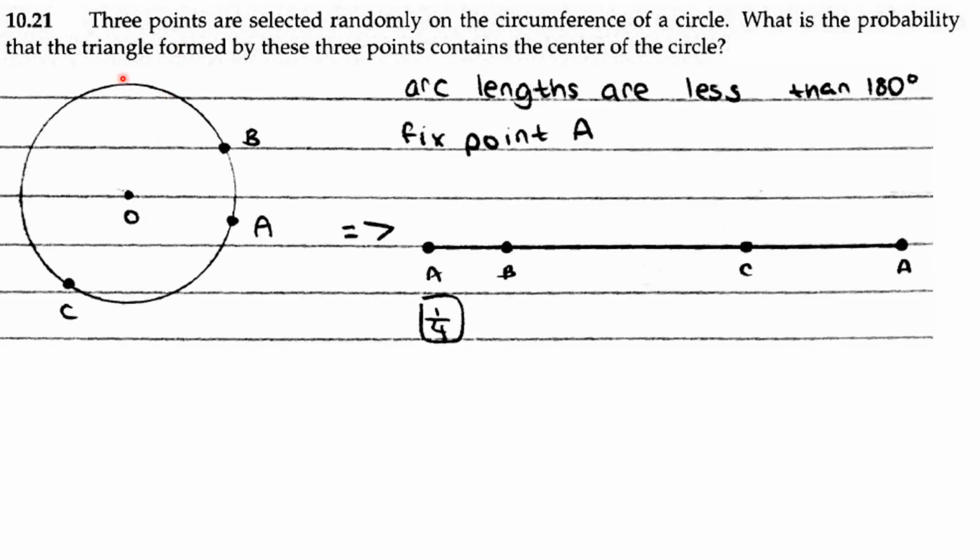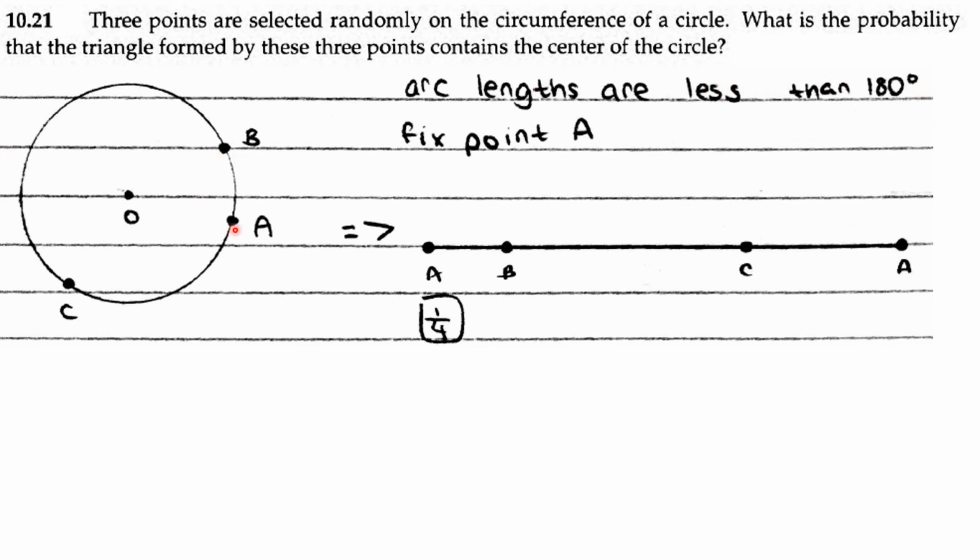AOPS counting and probability 10.21. 3 points are selected randomly on the circumference of a circle. What is the probability that the triangle formed by these 3 points contains the center of the circle? So if these are the points A, B, and C, and the center is O, this is a circle. So the arc lengths have to be less than 180 degrees.